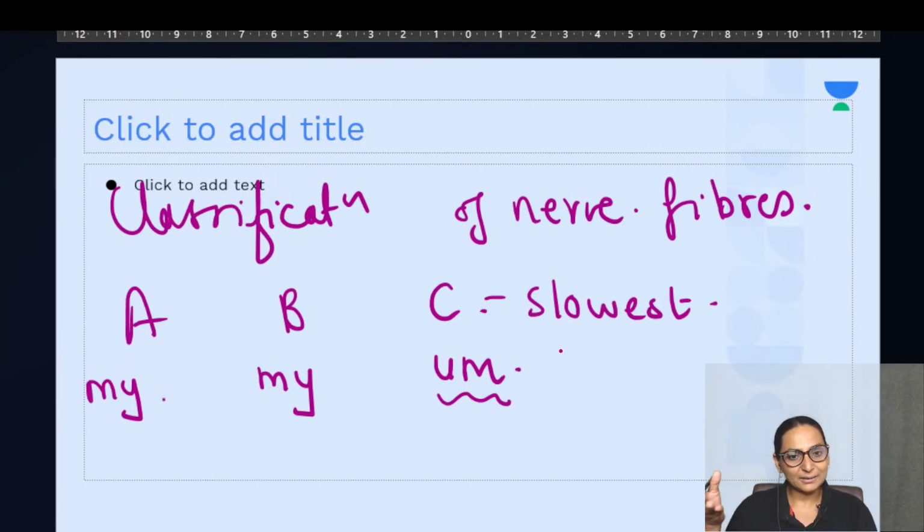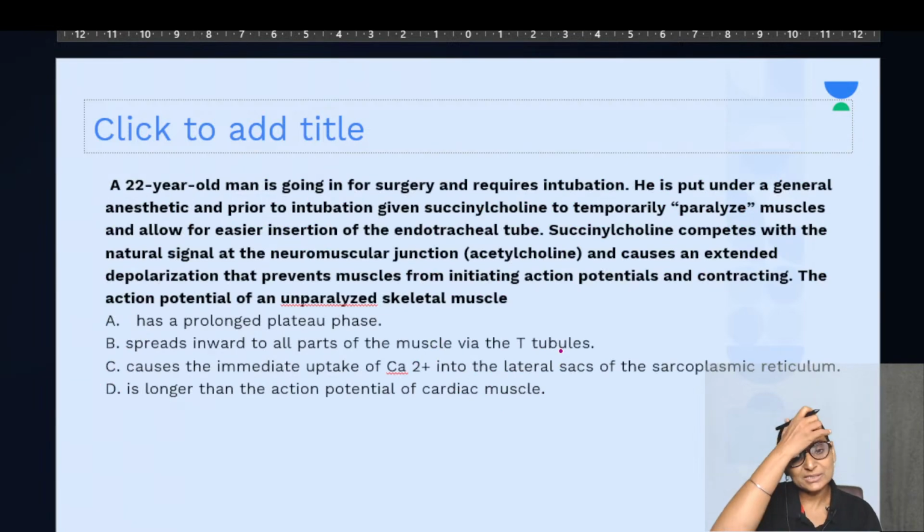One is the Erlanger classification. Second is the numerical or the sensory classification of Lloyd and Hunt. And the third is a physio-clinical classification. So that requires another separate topic, which we will take on some other day, right? Next question now.